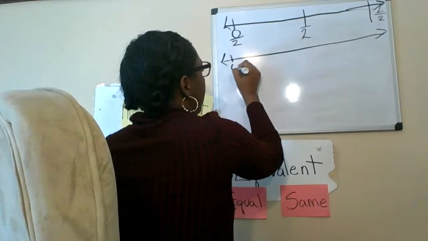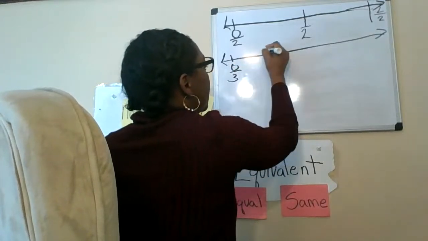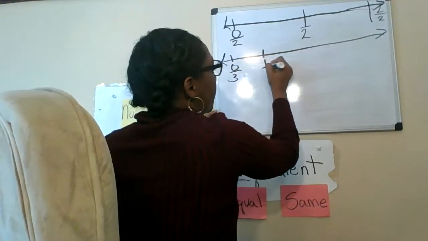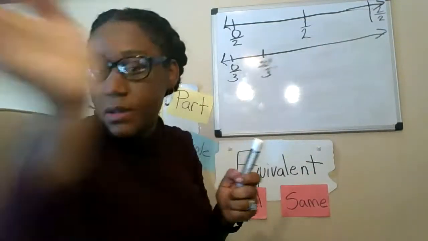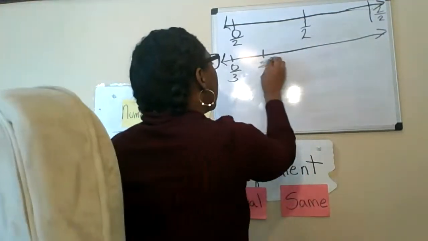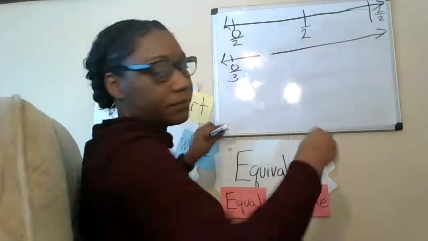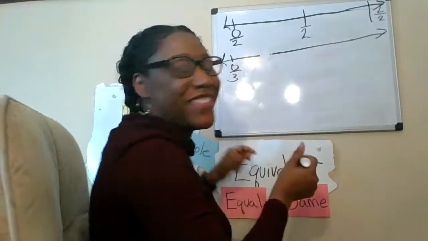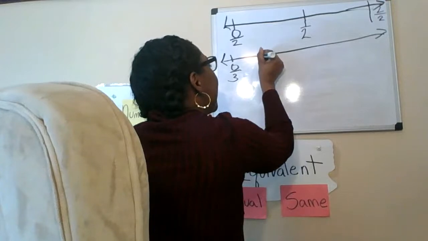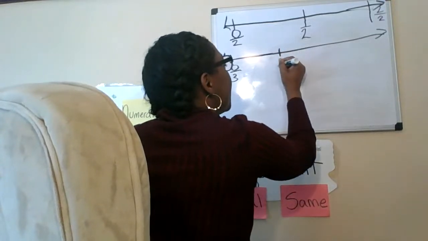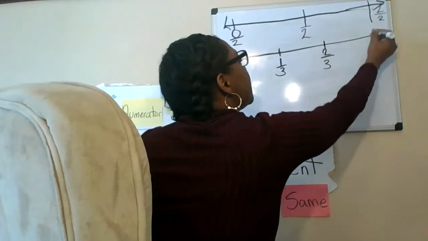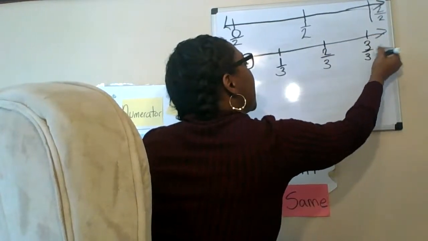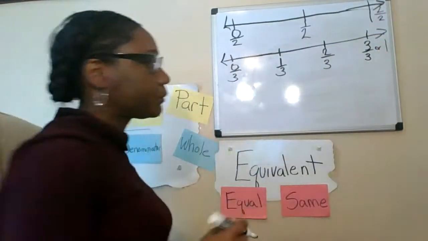So we have 0 out of 3, 1 out of 3. Oh, that's not even. Oh, doesn't look good. Somebody say yay. All right. And we have 1 out of 3. You guys are going to need to leave. 3 out of 3, or 1.